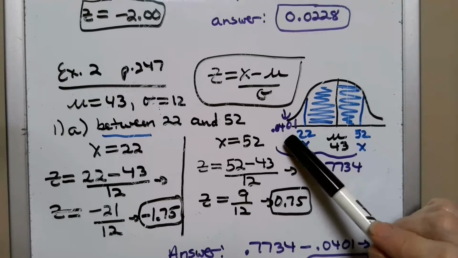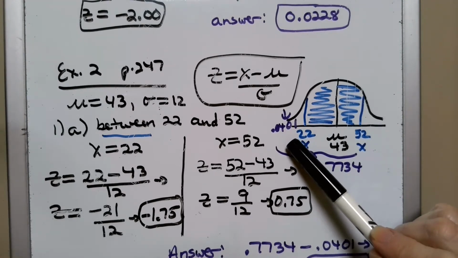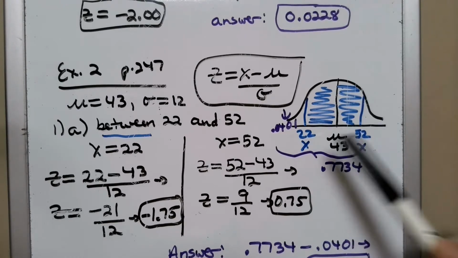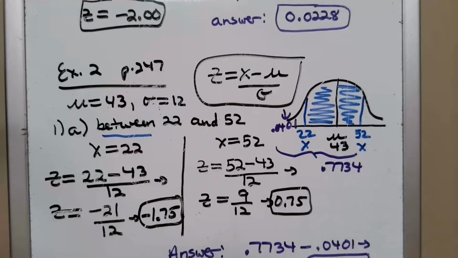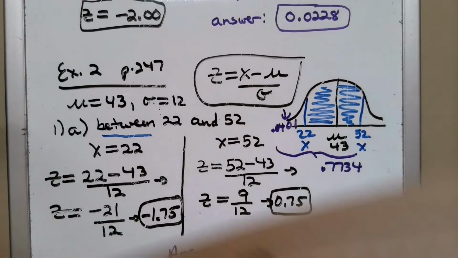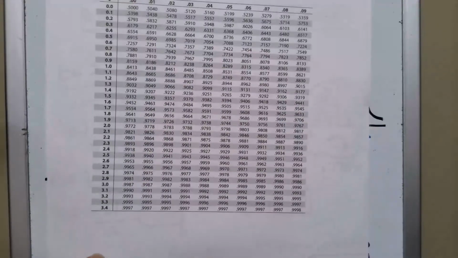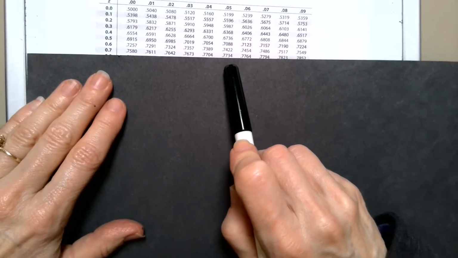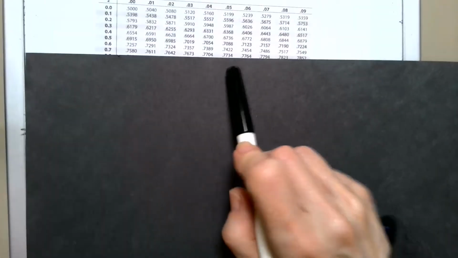So I'm putting it over here in the left tail, right here in purple, 0.0401, because that's how our table works. It gives us area to the left. Then when I look up the z-score of positive 0.75, on the positive z side of the table, I go to row 0.7, and then down to 500ths, I get this number, 0.7734.